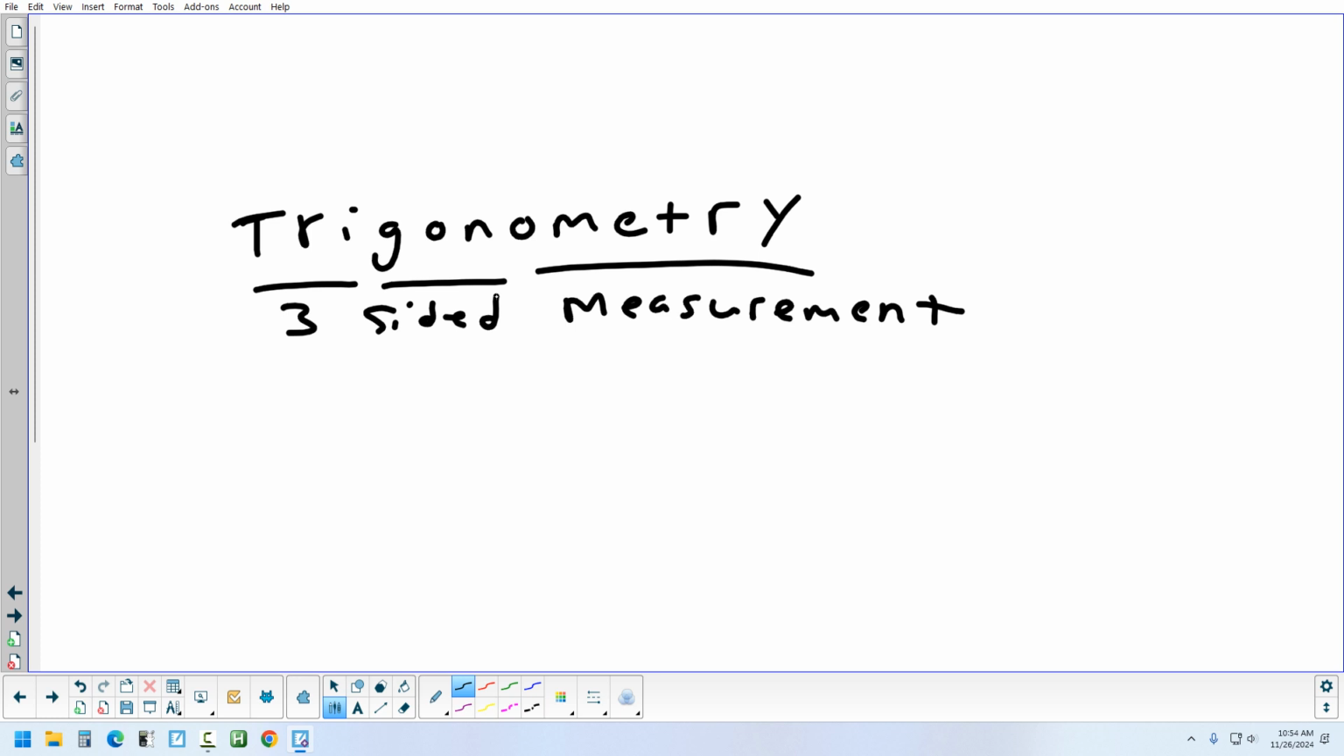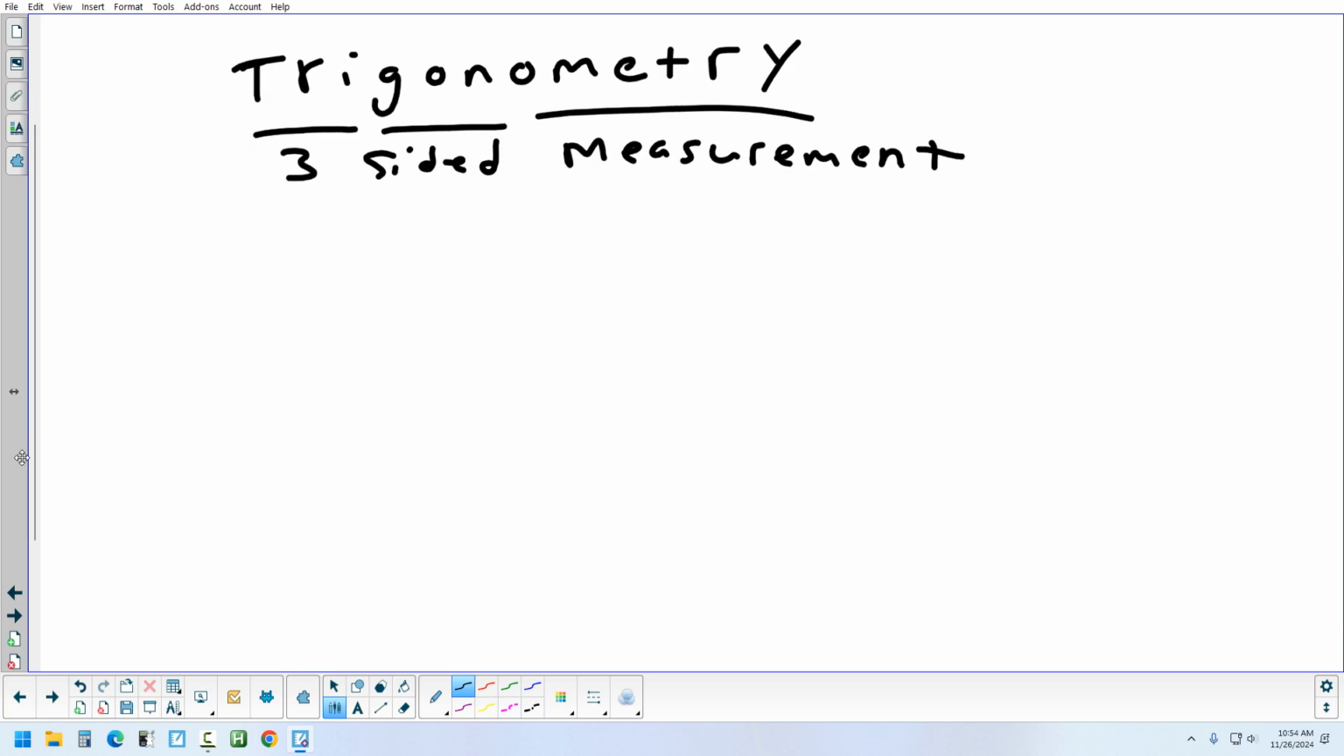Anybody know another prefix that means 4 besides quad? Yep. Tetra. Yeah, exactly. Tetragon is the 4-sided shape, and that's where the name Tetris comes from, because each shape in Tetris is 4 blocks. So the idea of this is we're measuring a shape with 3 sides, and we're using the measurement to figure something out.